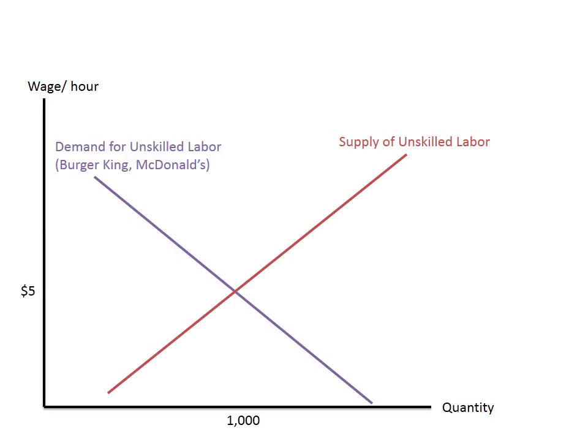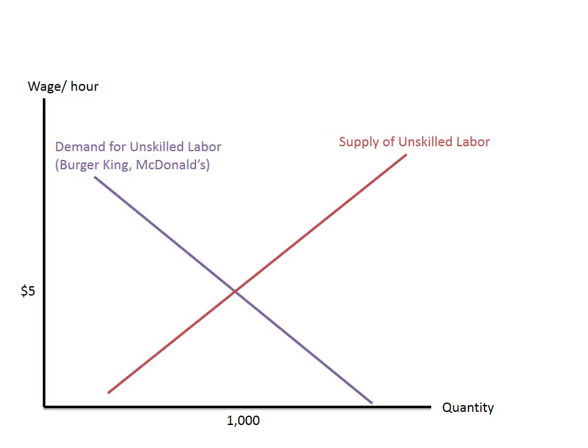So let's imagine we've got the demand and supply for unskilled labor in some city, and the market price is $5 an hour. So unskilled laborers are working at $5 an hour, and the market's clearing. That means at $5 an hour, all unskilled laborers can get jobs, and Burger King and McDonald's can hire as many people as they want, so long as they're willing to pay $5 an hour.